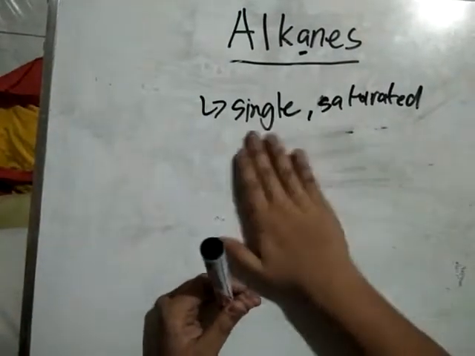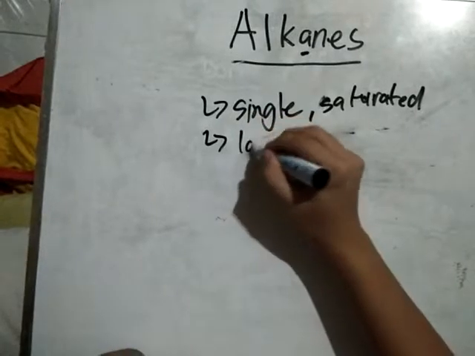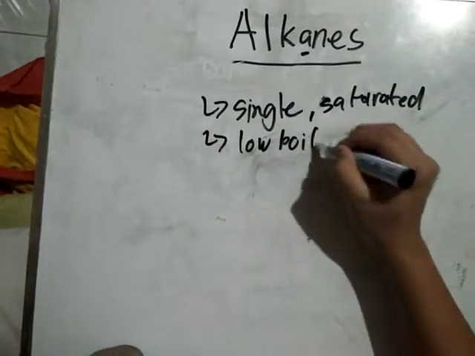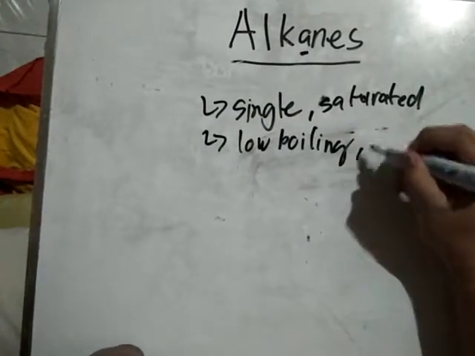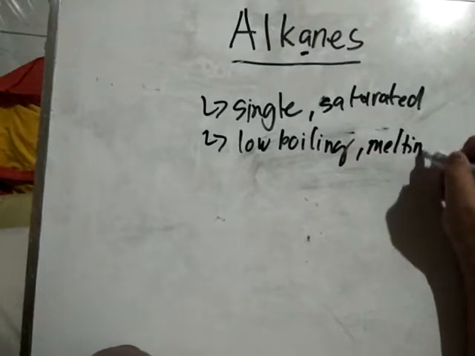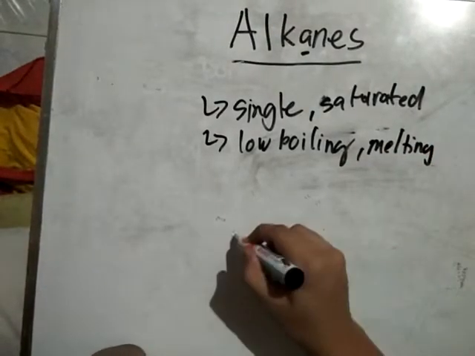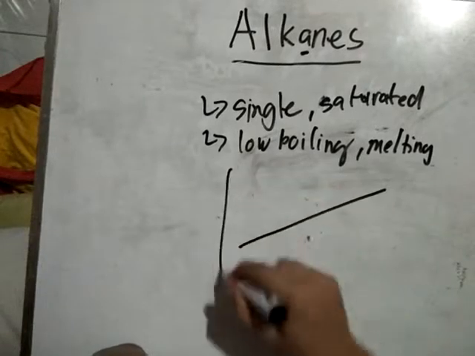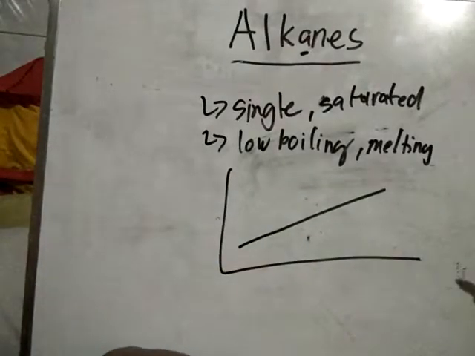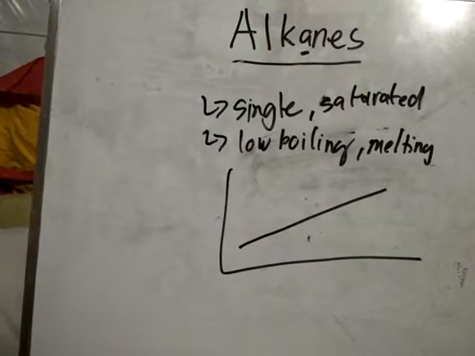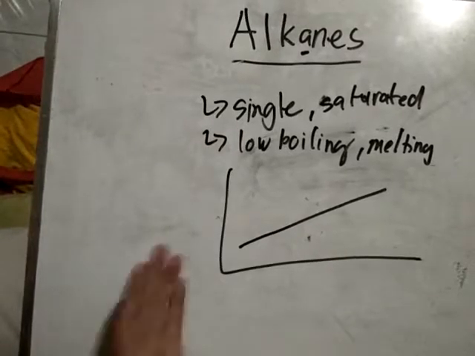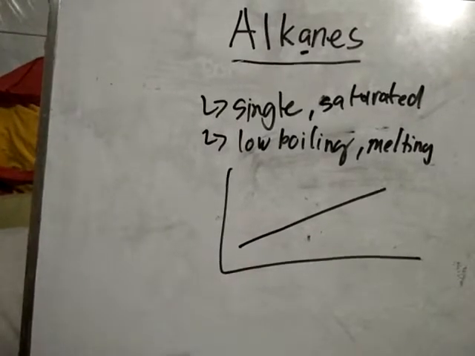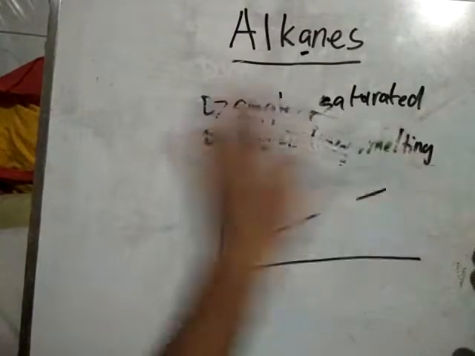Now, generally, alkanes have low boiling and low melting points. And it increases as the number of carbons increases. Now we have a general idea of what alkanes are. Let's discuss how to name alkanes.